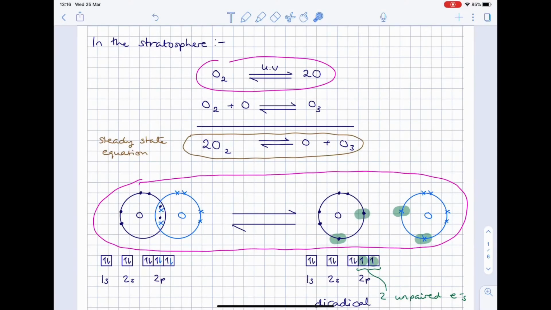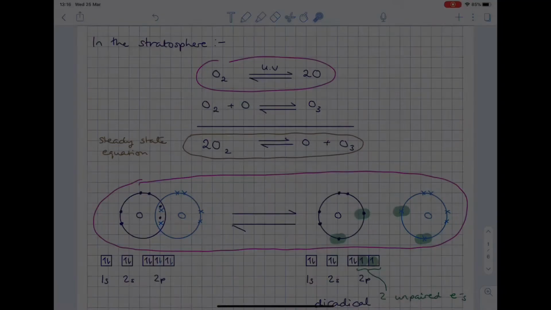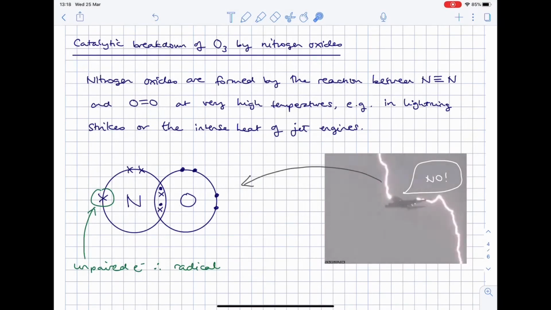So this catalyzes the breakdown of ozone back to oxygen in the steady state equation, and we have a reduction in the concentration of ozone in the stratosphere. The ozone layer is not only depleted by CFCs, it is also depleted by nitrogen oxides. Nitrogen oxides, as the name suggests, contain nitrogen and oxygen, and they are formed when nitrogen in the air and oxygen in the air combine at very high temperatures.